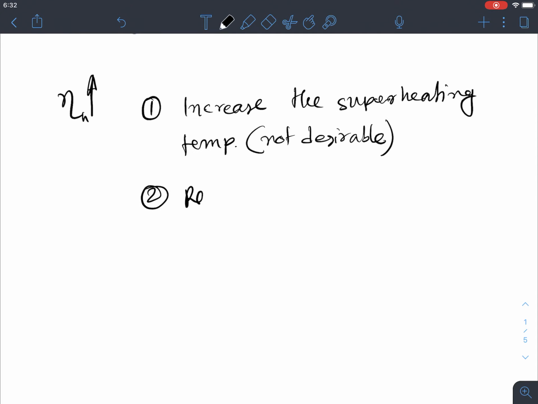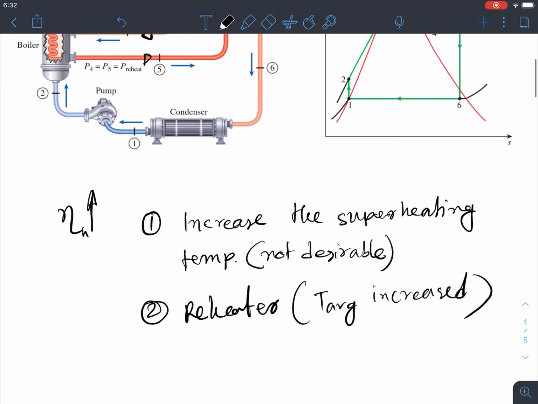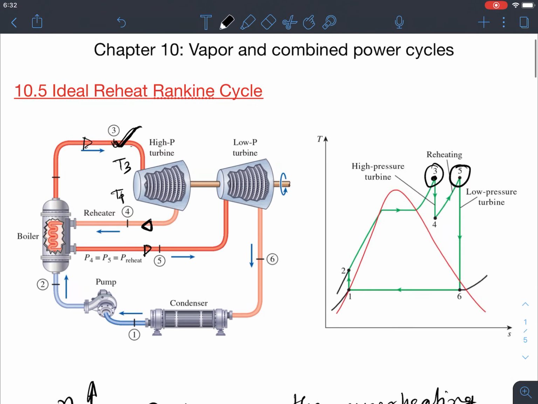So basically, using a reheater we can increase the efficiency of the Rankine cycle, right? Using a reheater, which will eventually increase the T average of that cycle. T average increased, right? So that's a possible way to increase the efficiency of a Rankine cycle.